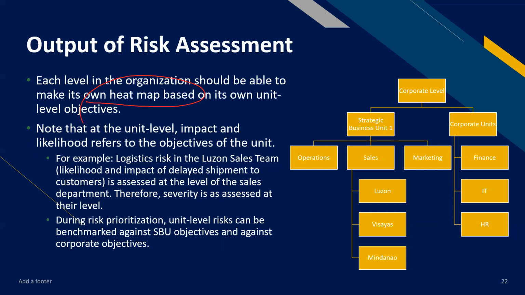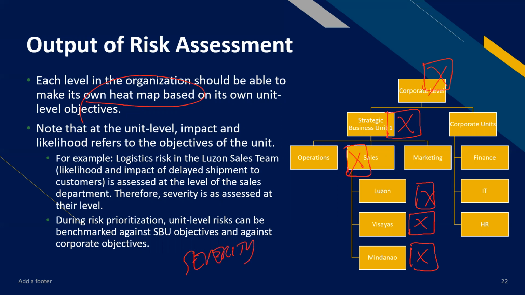So pwedeng may risk heat map ka per unit. Okay? So at the sales department level, may risk heat map ka. At the business unit level, may risk heat map ka. At the corporate level, may isa ka pang risk heat map. Precisely because, as I mentioned, severity may change across the organization. Okay?